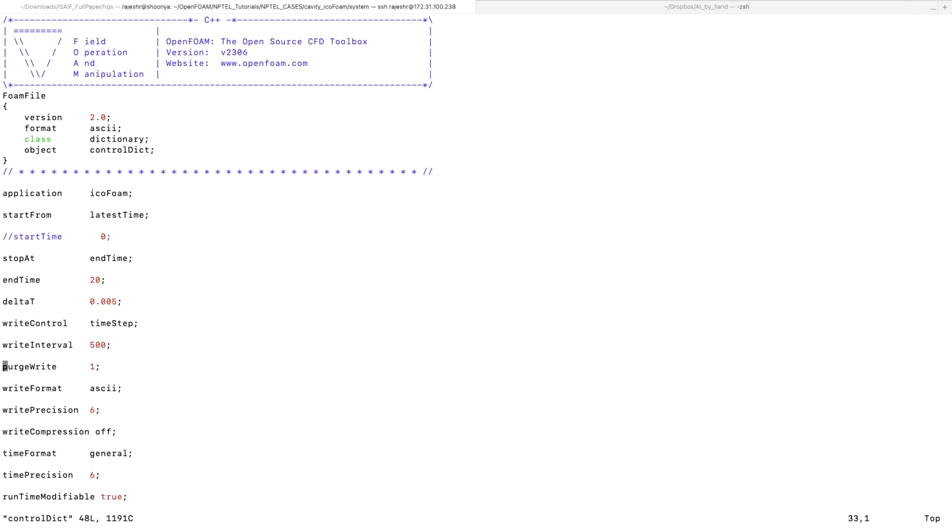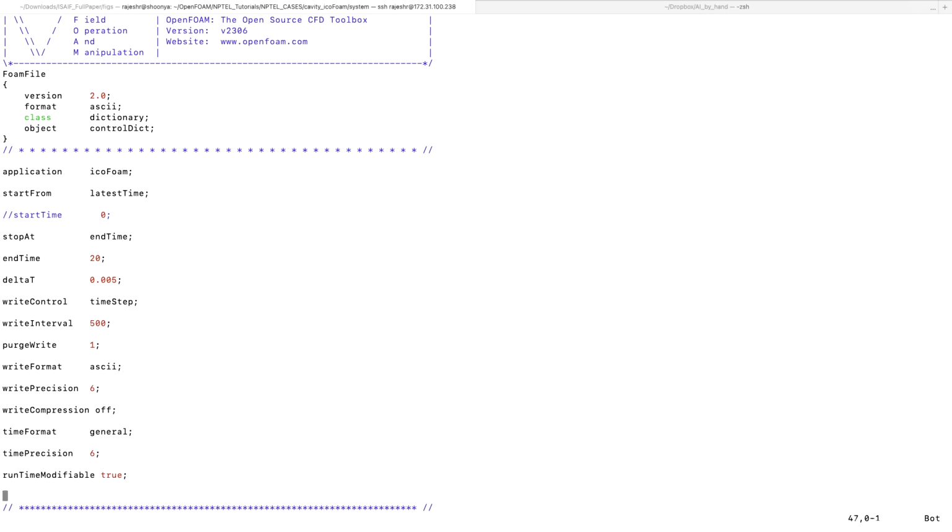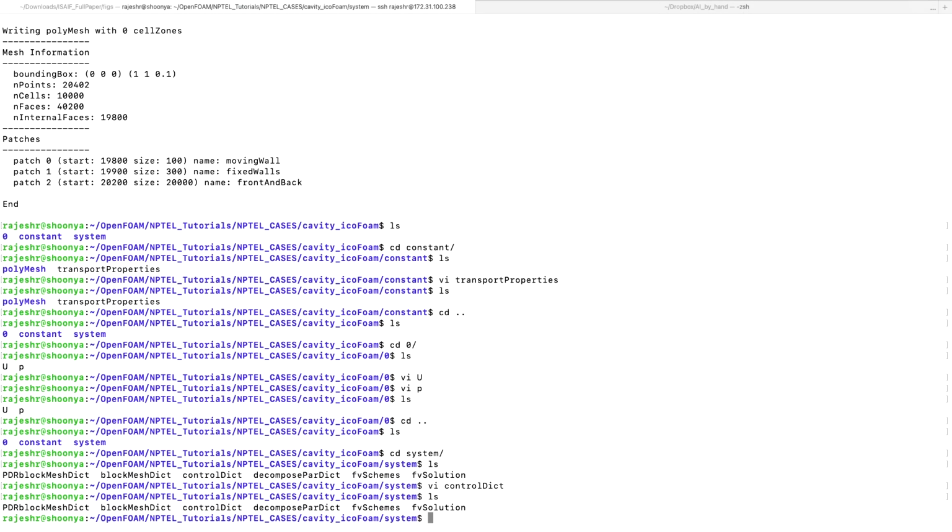So, if your flow is unsteady or transient, you should make it 0, so that you can look at those data. And then there are options like whether you want binary format, what precision you want, time format and all these things. These are not very important, you will learn about them as you try solving more and more complicated problems.